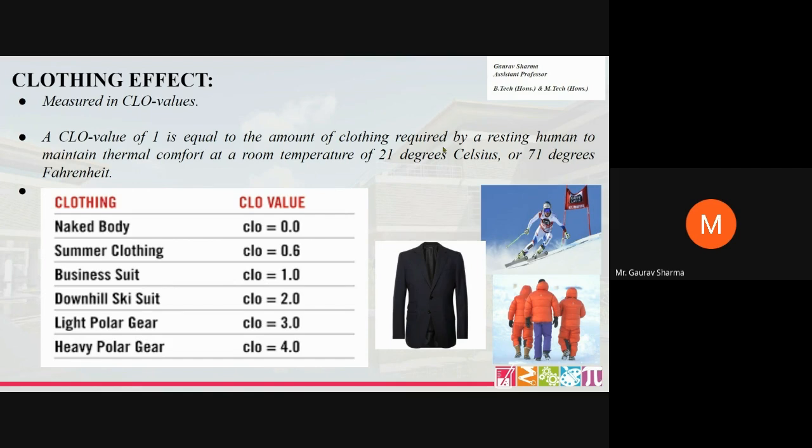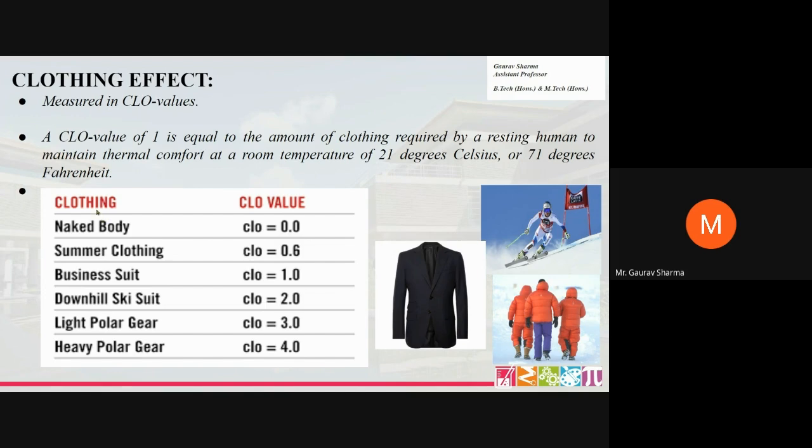Again, with different types of clothing, the clo value will change, because at the same temperature you will experience it very differently because of your clothing, right? The temperature is the same, but the comfort you obtain will be different. It may be that you do not get comfort at that temperature. So that is what relates clothing with comfort. These are the clo values.